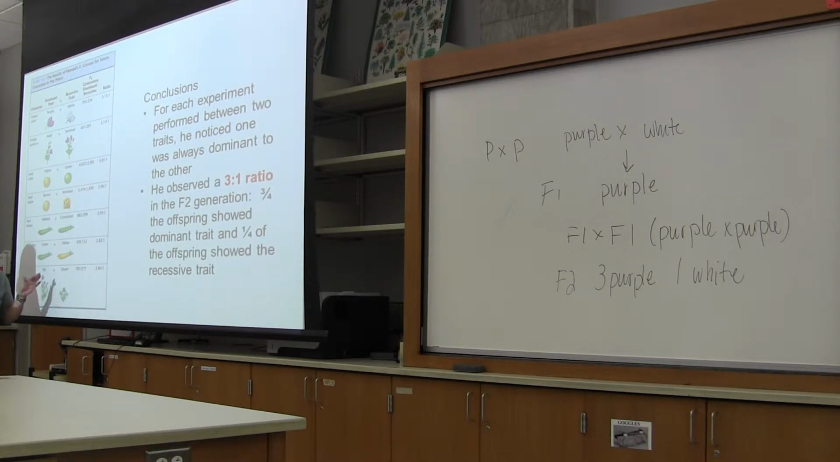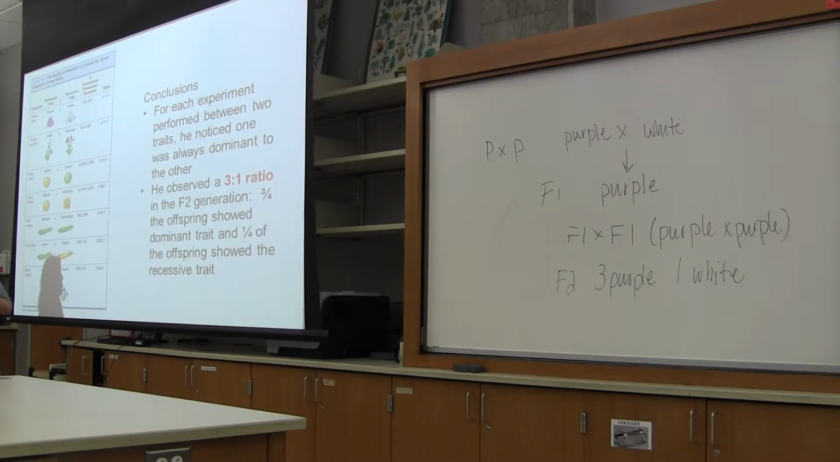And in every single one of them, he found this 3-to-1 ratio. So 3-to-1 purple to white, 3-to-1 axial to terminal, yellow to green, 3-to-1. And so if you look at all these ratios, they're all right about 3-to-1. And so he kind of used this information in order to solidify his hypothesis that some traits were more dominant compared to other ones.